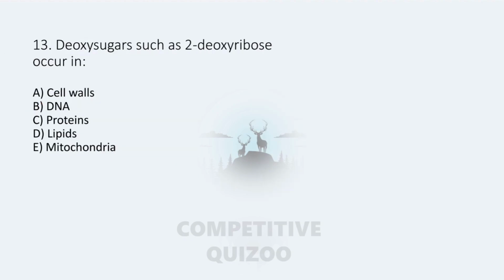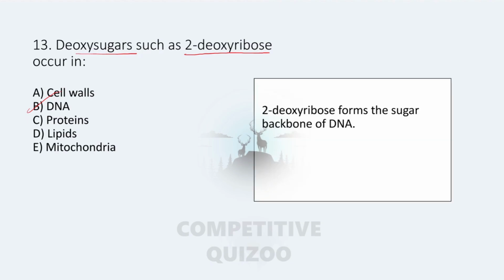Next question. Deoxy sugars such as 2-deoxyribose occur in. The correct answer to this question is DNA. As discussed previously, Watson and Crick discovered the double helical structure of DNA, and the double helical structure of DNA consists of deoxyribose sugar. Genetic material in the cell nucleus is DNA. It consists of deoxyribose sugars, the backbone of DNA.